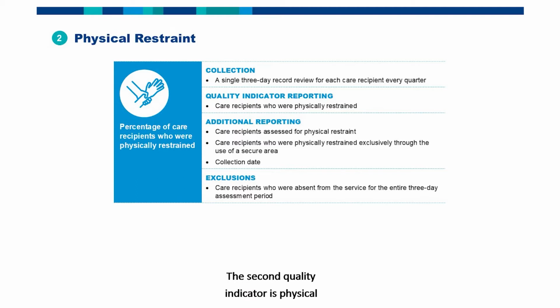The second quality indicator is physical restraint. From 1 July, providers will report the percentage of care recipients who are physically restrained. Data collection for the physical restraint quality indicator will involve a single 3-day record review for each care recipient every quarter. Reporting for the physical restraint quality indicator will include the number of care recipients who are physically restrained.